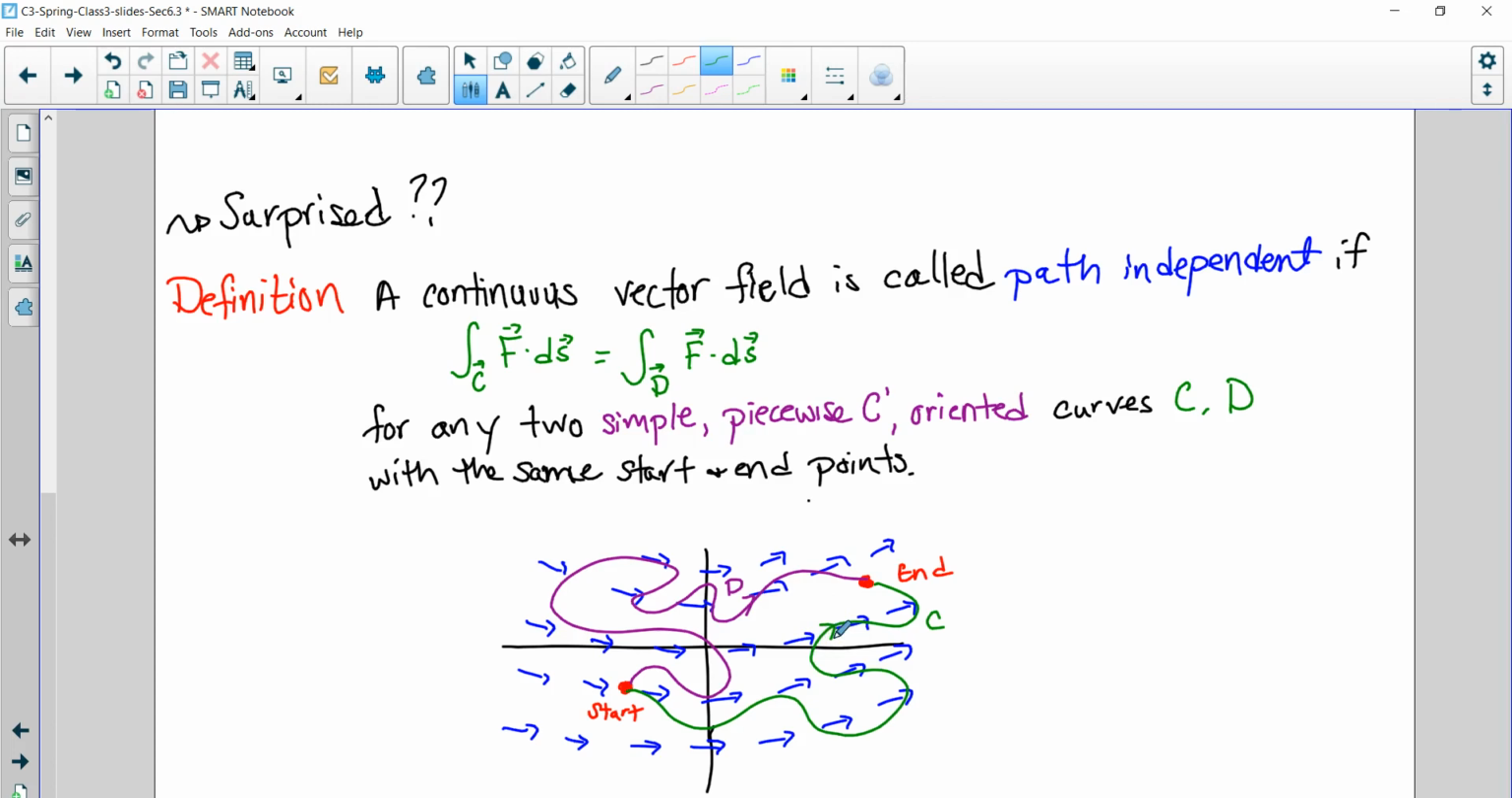Okay, and so this path independent property is going to be very important for us moving forward, and when we talk about conservative vector fields, which is where we're going to pick up next time, and also this idea of the fundamental theorem of line integrals, which will be a little bit underwhelming. We'll look at that in the next video.